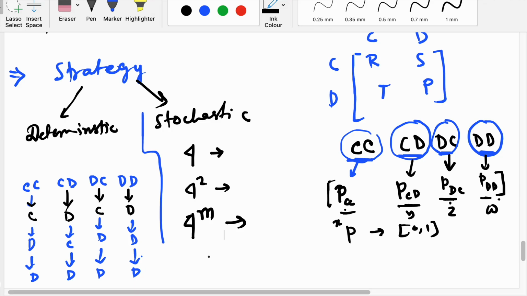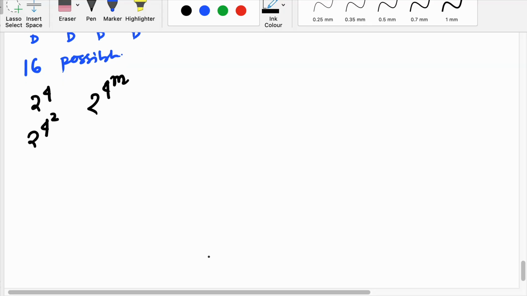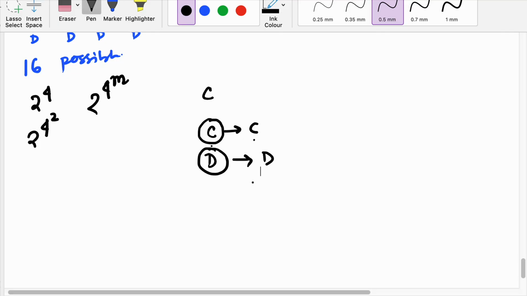The tit for tat strategy was submitted by a known theorist, Anatol Rapoport, who first submitted this strategy. And what does tit for tat do? It is a very simple strategy. I will start with cooperation, but in the next round I will do whatever my opponent did in the last round. If my opponent cooperated in the last round, I will also cooperate in the next round. If my opponent defected in the last round, I will defect in the next round. This is the simple strategy, but I will always start with cooperation.